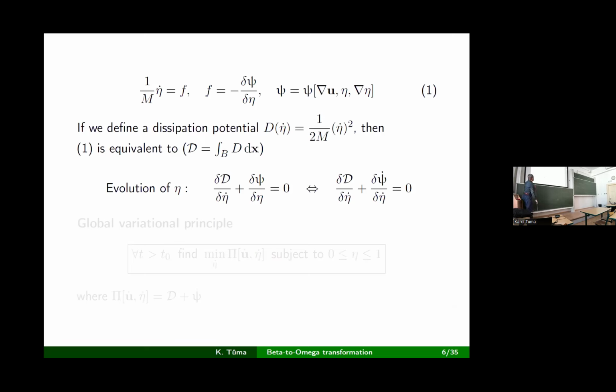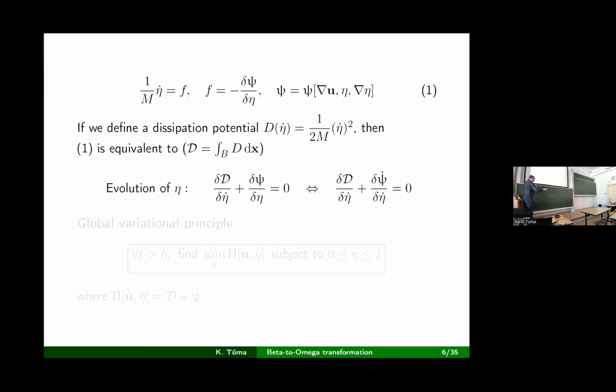So the Ginzburg equation and the free energy can be reformulated by adding the dissipation potential, which is in this case just in this quadratic form, and the Ginzburg equation can be then formulated as the functional derivative of the dissipation potential with respect to eta dot plus the functional derivative of the free energy with respect to eta equals 0, and this is what we will use in the whole talk.